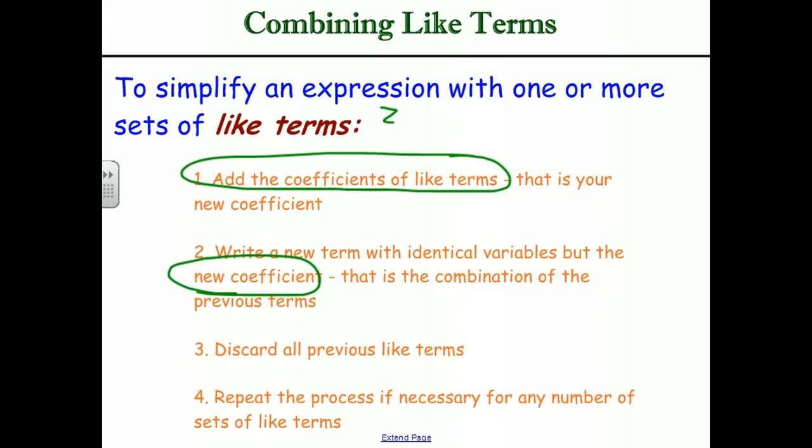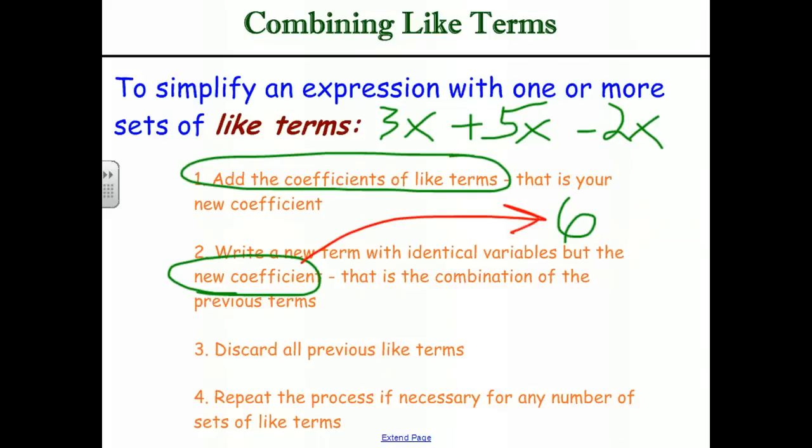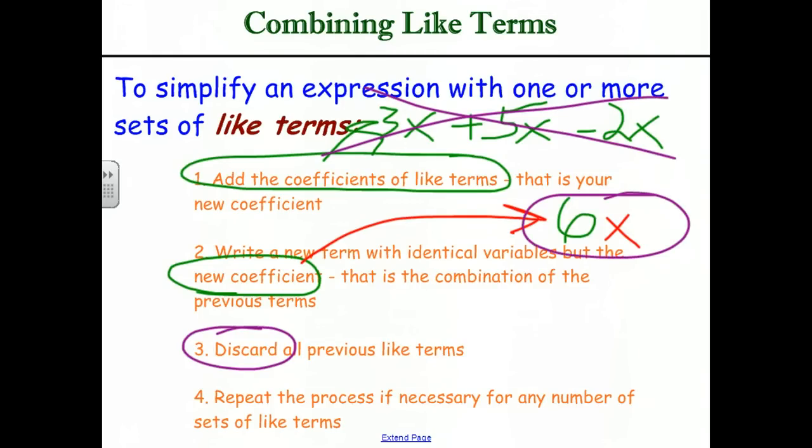So if we had 3x plus 5x minus 2x, 3 plus 5 minus 2 is 6, our new coefficient. These are our old coefficients. There's our new coefficient, and it just has an x. This is our new term. Step number 3, discard all previous terms, which means get rid of these. Just keep the 6x, and that is your new term with x's. You have combined all of the previous terms, and you don't need them anymore. They're all contained in the 6x.